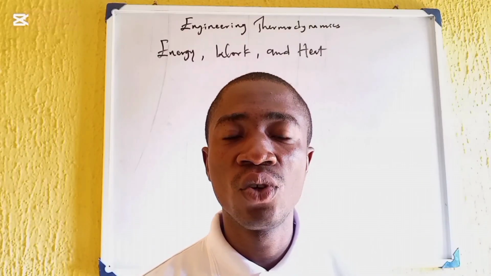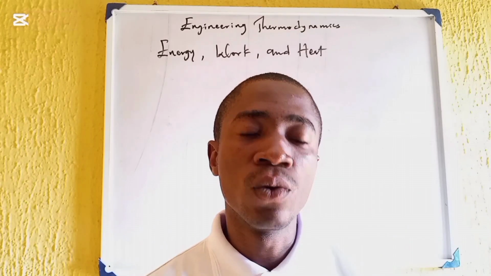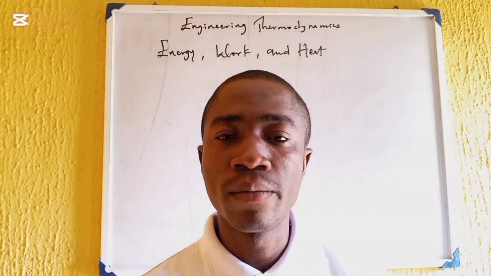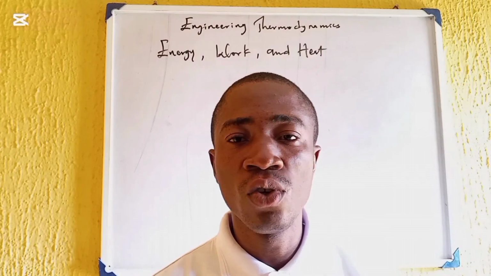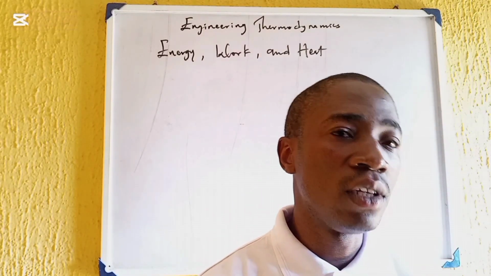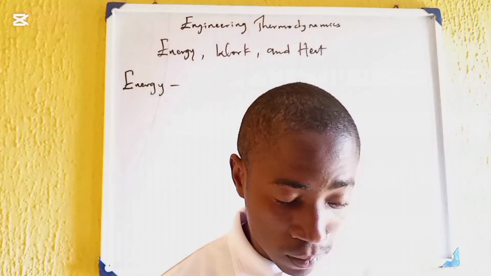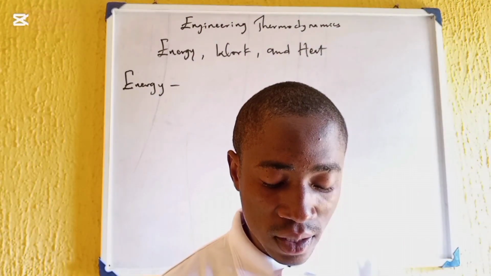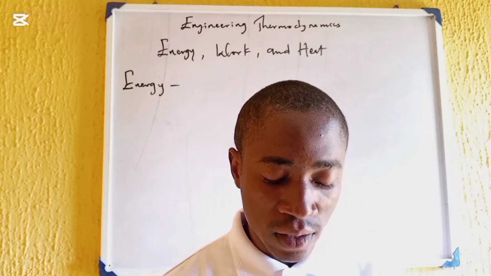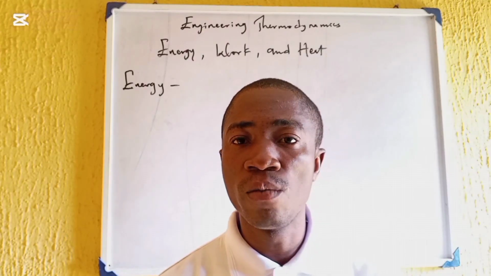In my last video, we looked at basic concepts and definitions, and also we looked at pressure, specific volume, temperature. So in this video, we'll be looking at energy, work, and heat. So the first one is energy. What is energy? This is the capacity of a system to perform work or transfer heat. It is a fundamental property that appears in different forms.